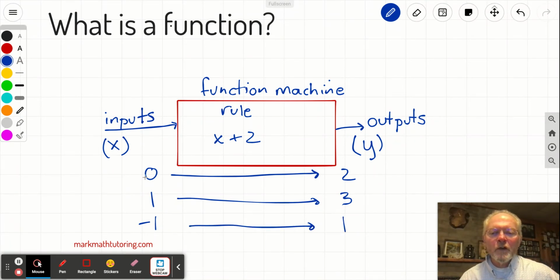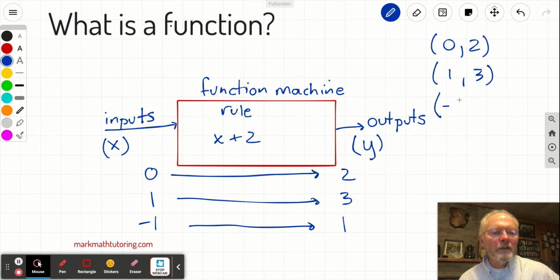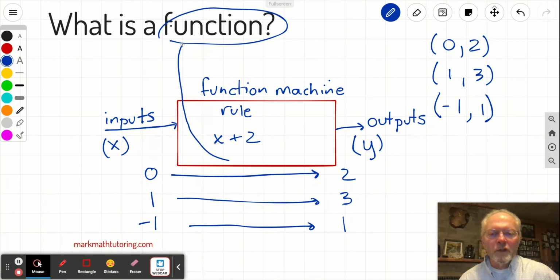So you can see each corresponding input has a particular output, and sometimes we put these together in what are called ordered pairs. So in the case of the 3 examples that we did, the ordered pairs would be (0, 2), (1, 3), and (negative 1, 1). So these could be graphed. I'll show you that in another little mini lesson, but basically a function is just the rule. It's just a rule that operates on a set of inputs and produces outputs.